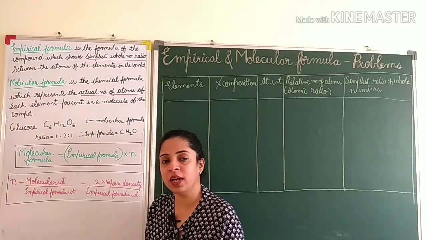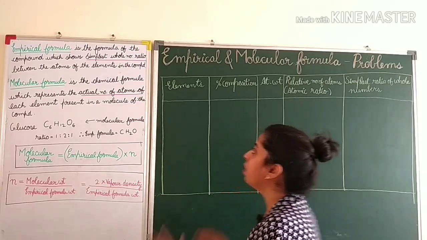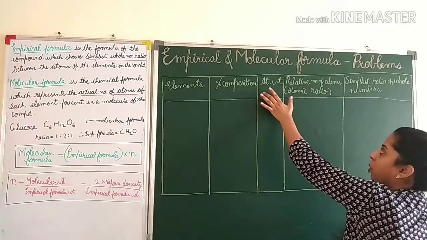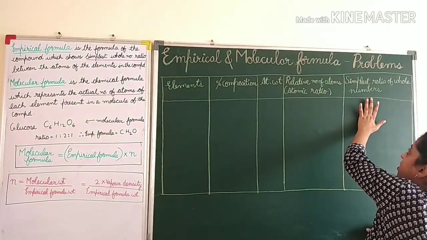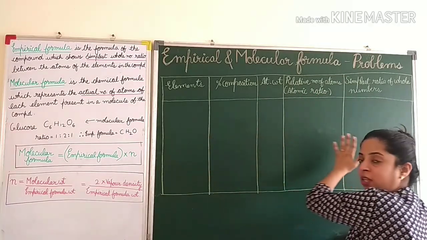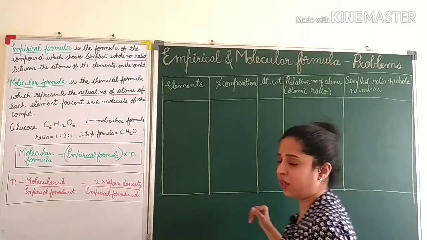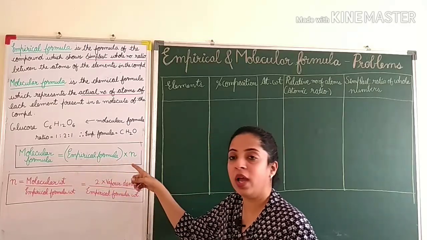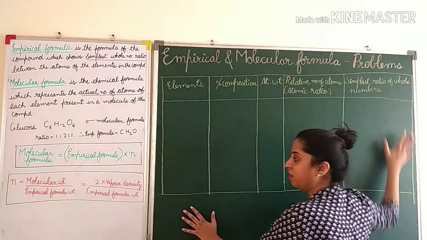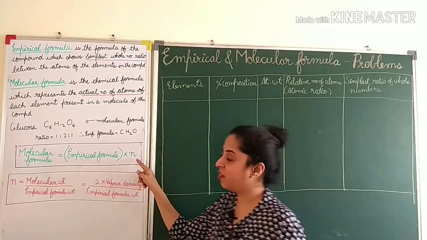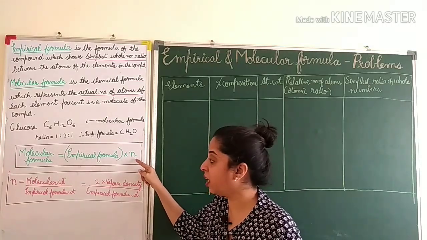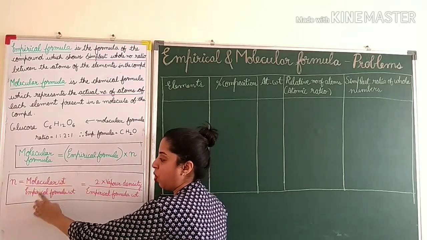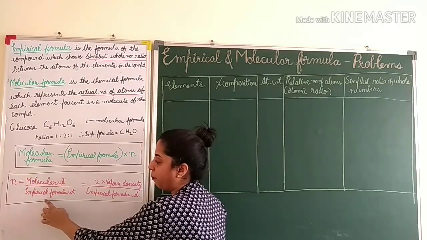Now, how do we find empirical formula and molecular formula? We need to learn this table as it is: elements, percentage composition, atomic weight, relative number of atoms and simplest ratio of whole numbers. I will explain this in detail. First let us understand that molecular formula is empirical formula into N. By this table we will find the empirical formula and then we will multiply it with N. Now what is N? N is a whole number, which is the ratio of molecular weight upon empirical formula weight.